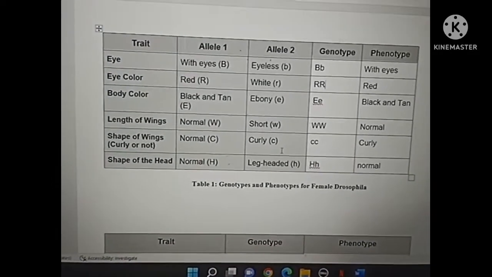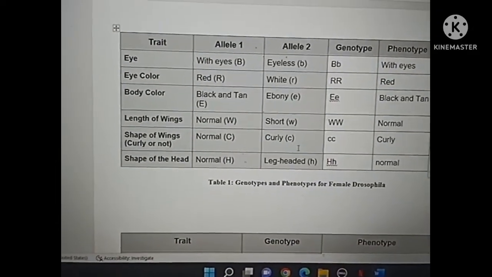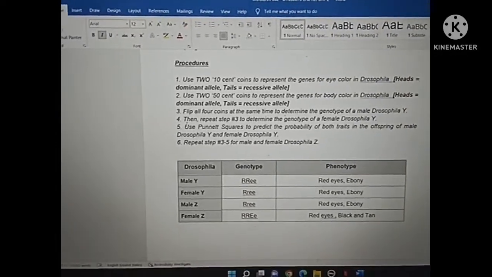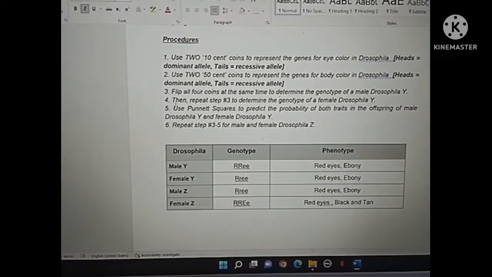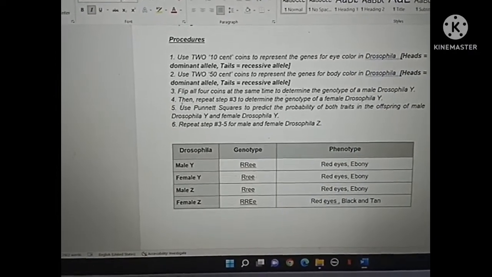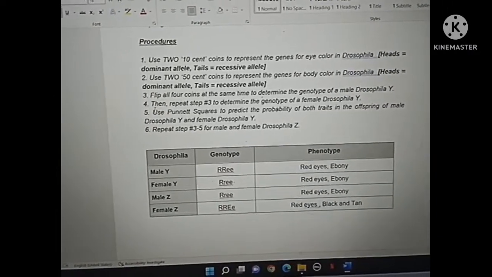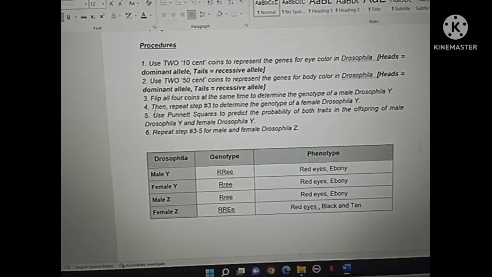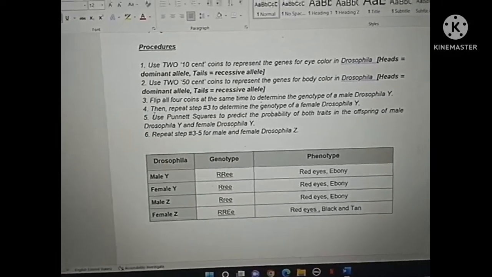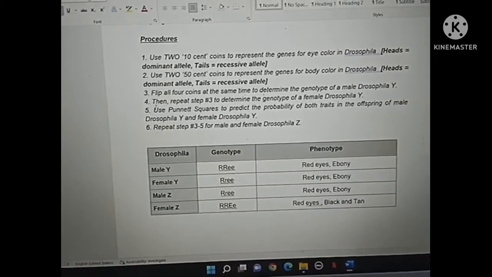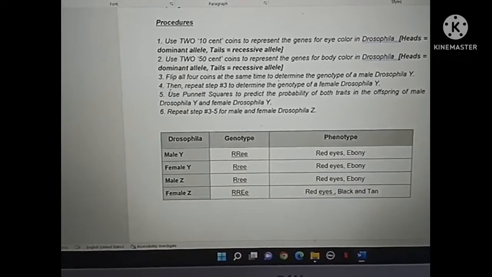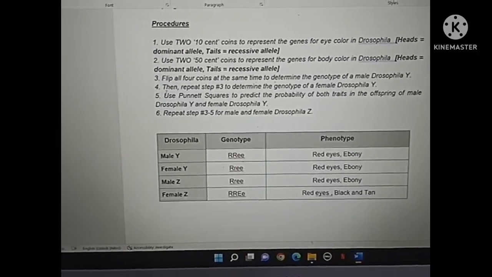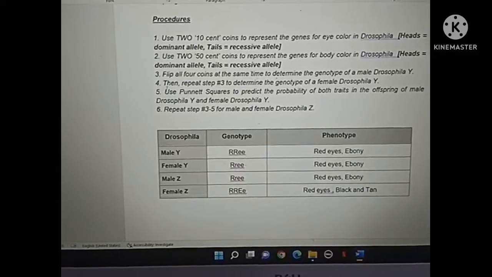So we move to the Punnett square section. Now I'm going to determine the genetic inheritance for a Drosophila dihybrid cross. The procedure is to use two 10-cent coins to represent the genes for eye color in Drosophila, with head as the dominant and tail as the recessive, and use two 50-cent coins to represent the gene for body color in Drosophila, with head as the dominant and tail as the recessive.